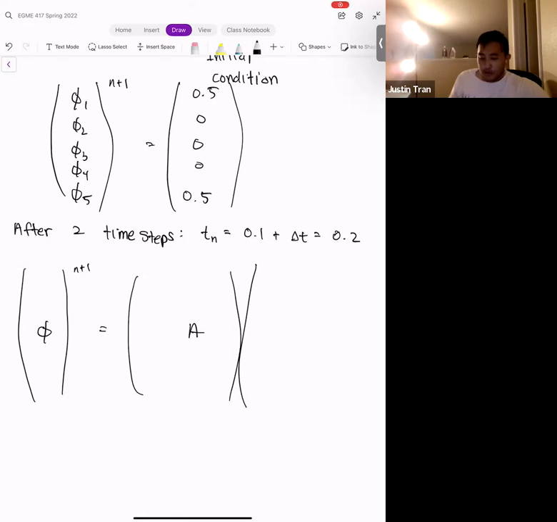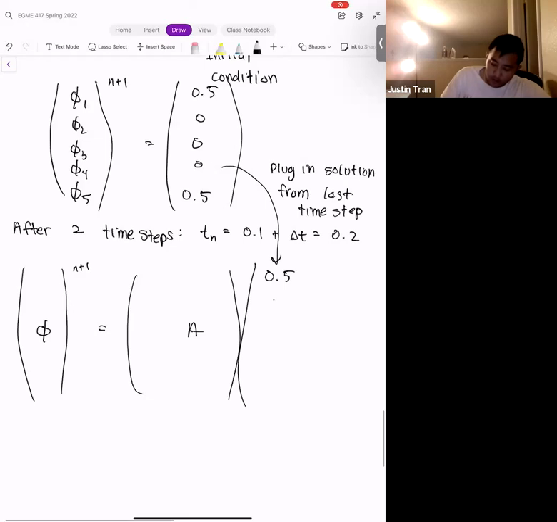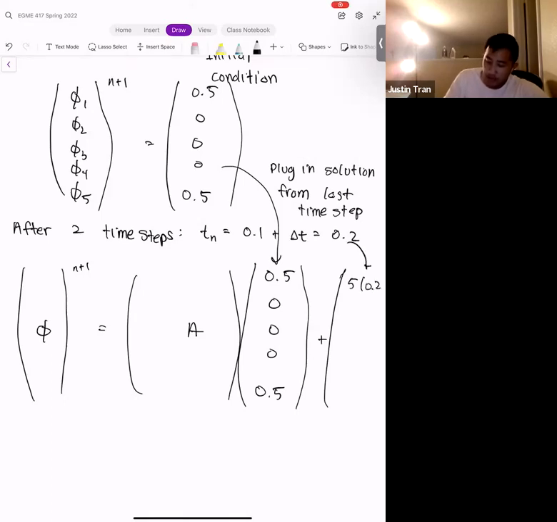Now, instead of all zeros here, we're going to plug in the solution from the last time step. And so we have 0.5, 0, 0, 0, 0.5. And to this, we're going to add our extra vector here. Our extra vector, first we have 5 times Tn. So we have 5 times the current time, which is 0.2. We have 0.5 at the bottom.